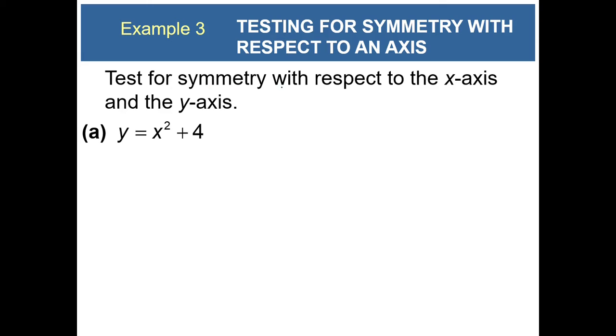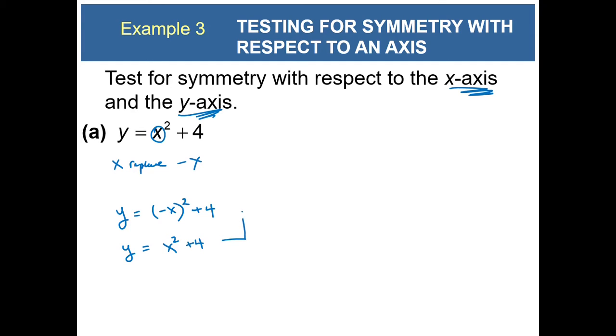Example 3, let's test for symmetry with respect to the x-axis and the y-axis. So we'll start by replacing x with negative x, and we'll see if we get the same equation back. Y is equal to negative x squared. Again, when I do substitution, make sure you use parentheses. Y is equal to negative x squared is x squared plus 4. And these two are exactly the same, so we know we have symmetry about the y-axis.